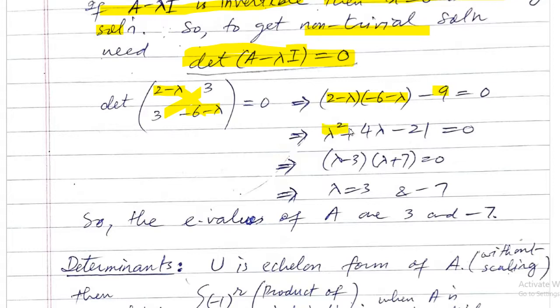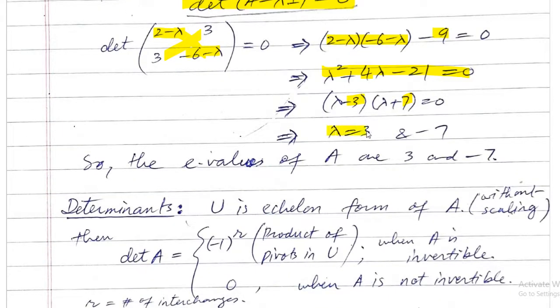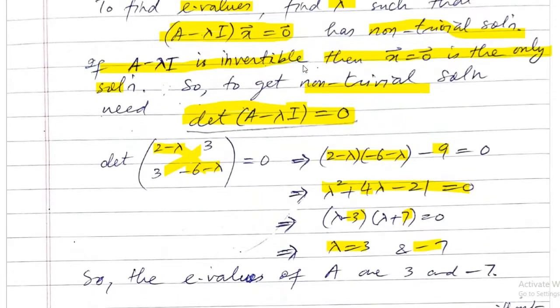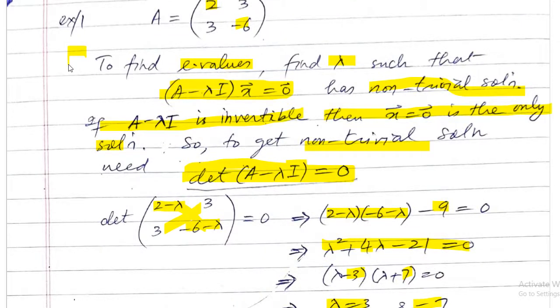So you see this becomes a second degree quadratic equation. Make factors. The product of 7 and minus 3 is minus 21, and the sum is 4. That's why these are the factors. So what values did I get? I got lambda 3 and lambda minus 7. These are called the eigenvalues. If any matrix is given, you don't have to write all this. I am just explaining these things.